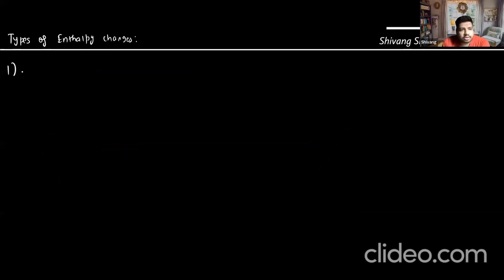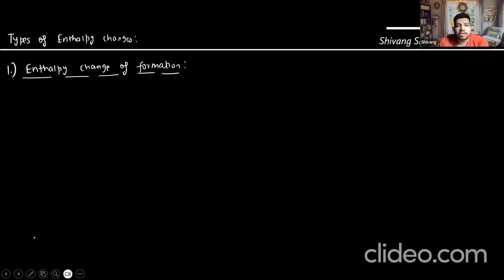So the first one is enthalpy change of formation. Now you have to be very careful about these definitions, because these definitions and the way we write the equations will be used a lot in solving those past year questions.